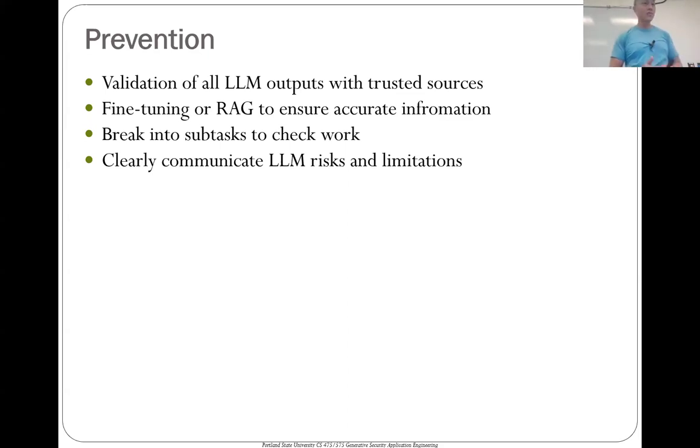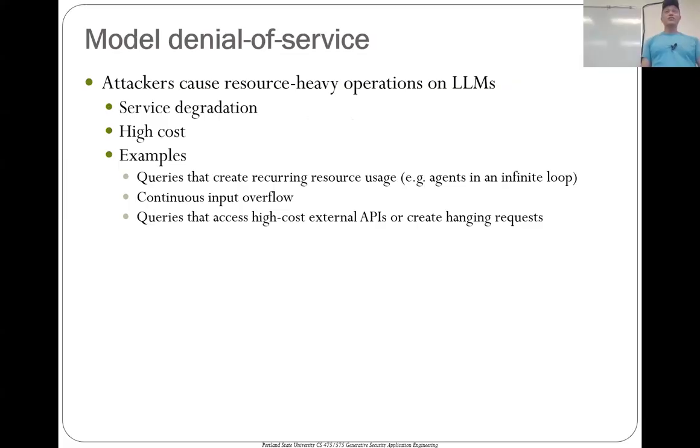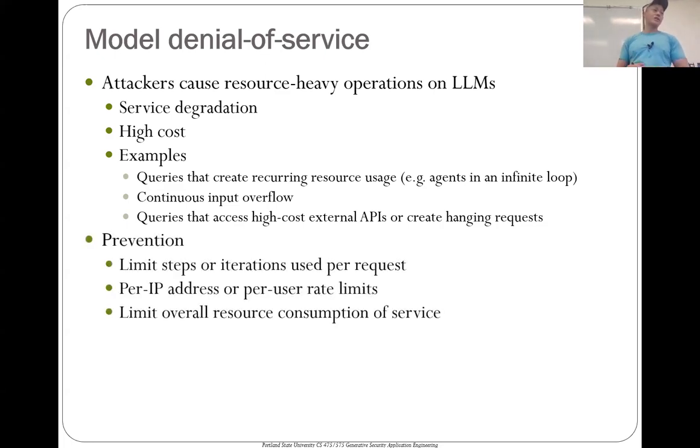Okay, the next one is model denial of service. This one's super easy. The attackers know you built an LLM application, and they think, you're my competitor, and I don't want you to do well, so I am just going to flood your LLM application with a whole bunch of requests to cause the costs of your agent to go way up and to DoS your site. So this is service degradation, running up the costs. These are attacks against LLM applications.